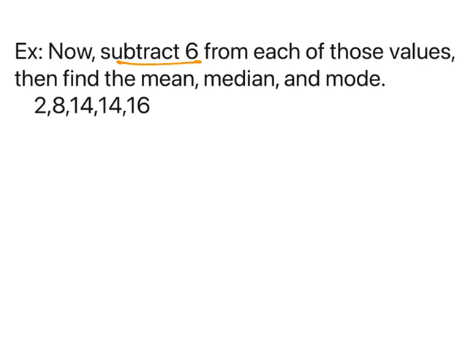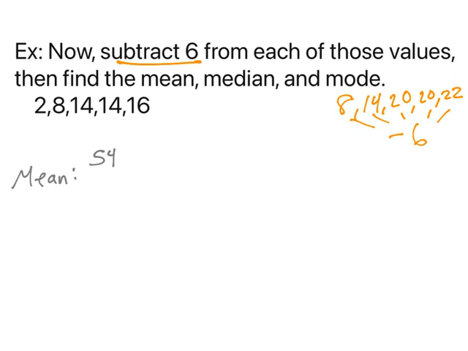So I took my original data set. Remember, the original data set was 8, 14, 20, 20, and 22. So you can see when I subtract 6 from each one of them, I get 2, 8, 14, 14, and 16. And now let's do the same thing. So the mean, I'm going to add them all together. I get 54, and I'm going to divide by 5, which gives me 10.8.